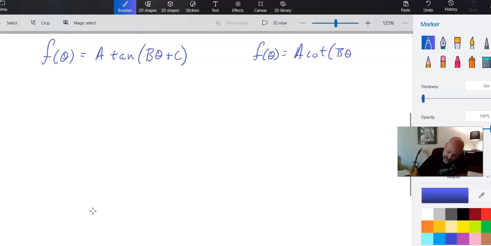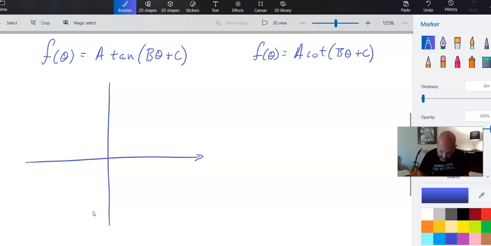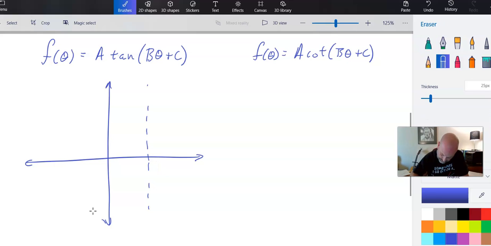b theta plus c. Okay, so first of all, I want to remind you guys of the basic structure of the graph when it has not been shifted, right? When it hasn't been altered in any way. So unaltered, tangent has asymptotes at pi over 2 and at negative pi over 2.